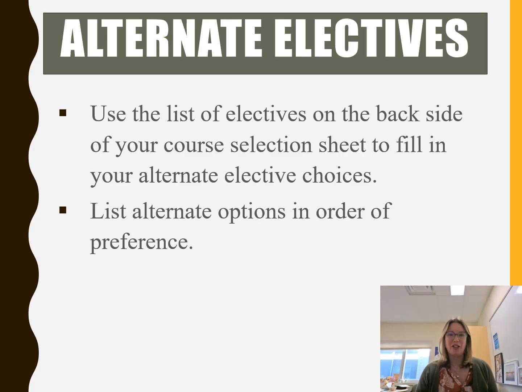When you get to the alternate elective section, please use the electives on the back side of your course selection sheet to fill in your alternate elective choices. You should list them in order of preference. It's okay to have too many. Again, it's better to have more than you need than to have fewer than you need. It's very possible you won't get your first, second, or even third choice, as you may have experienced in the past. So when you give us other options, it's more likely that you'll get a choice that you can be happy with.